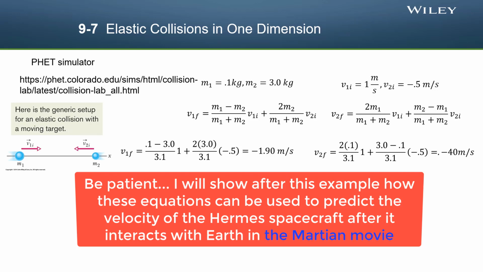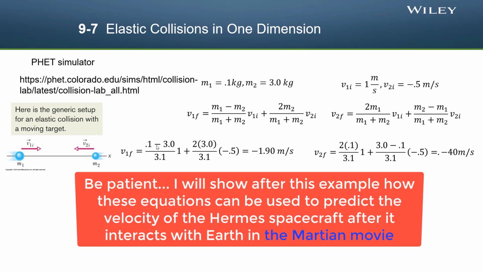Okay, so here's the mathematics of the collision you just saw. We had a 0.1 kilogram mass here, 3 kilogram mass here, and this one was moving at 1 meter per second to the right, so plus. This was moving at 0.5 meters per second to the left, so minus. And I'm going to use this equation to figure out the velocity of this ball after the collision.